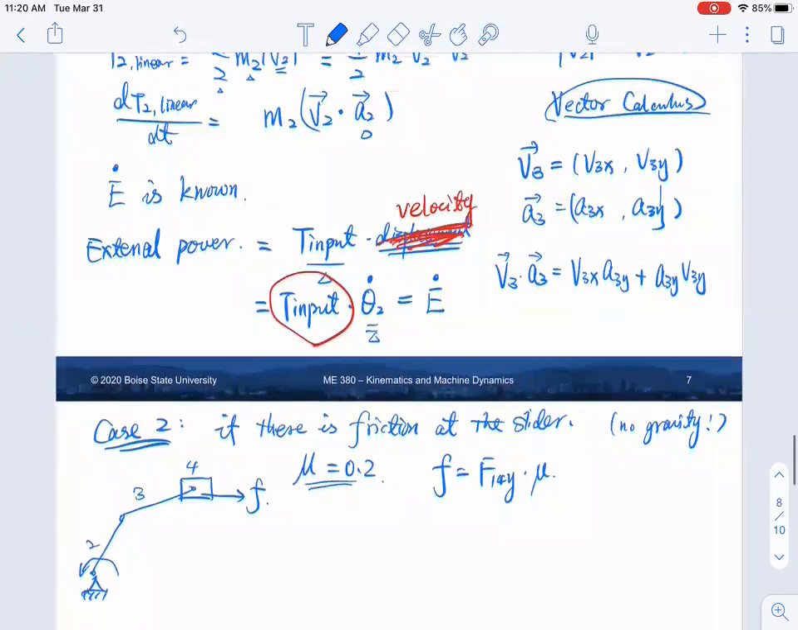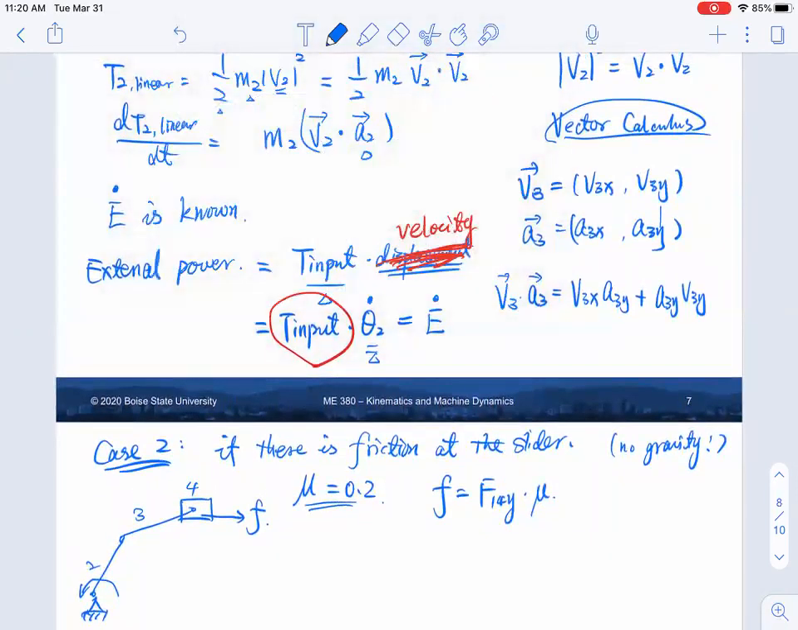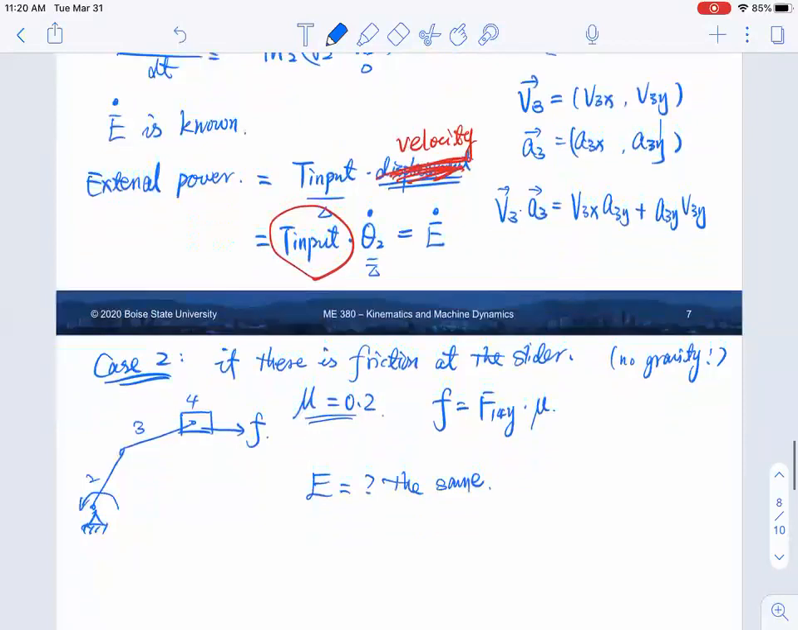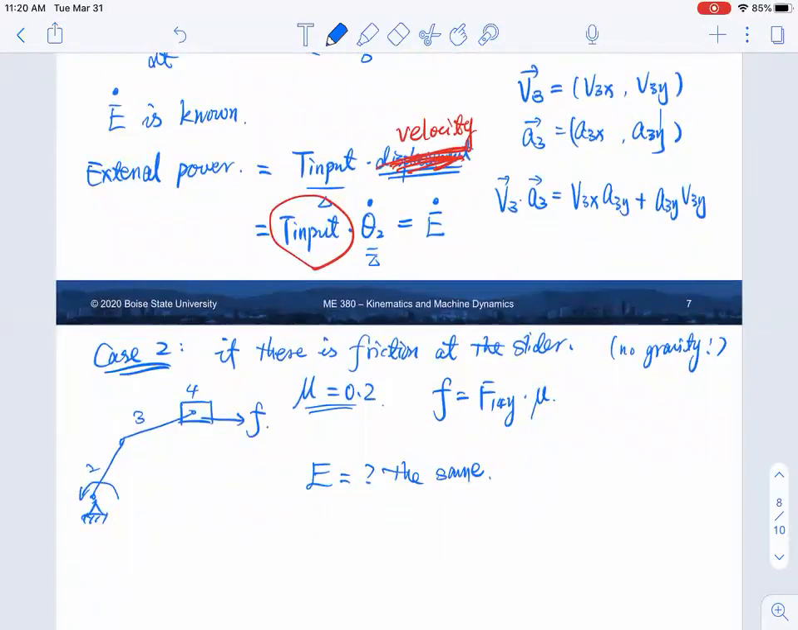So let's see, what is the total energy of the system? It's still the same, right? If you look at the kinetic energy, potential energy, adding a friction doesn't change those energies, right? So your E should be the same E. But then how about the force? How about the power generated by external excitation?